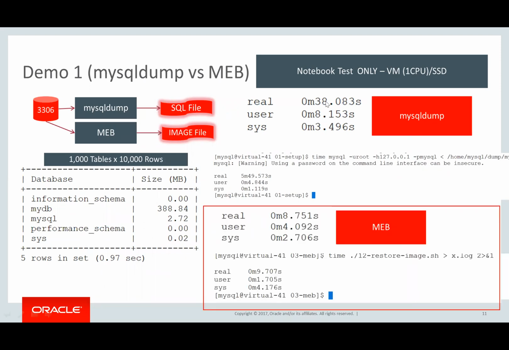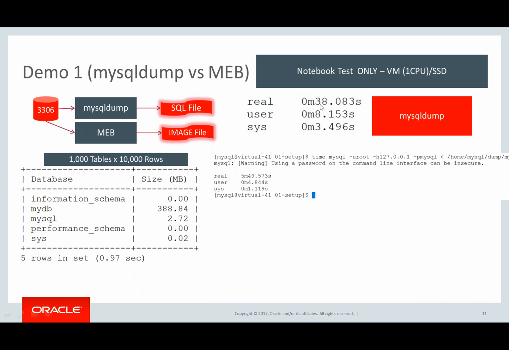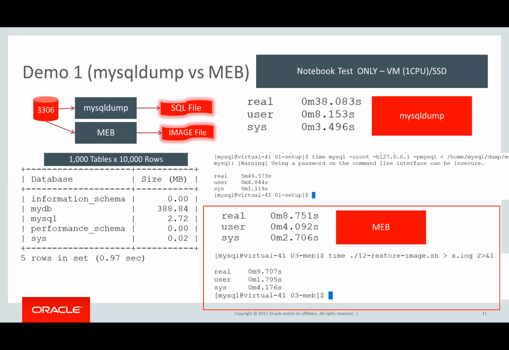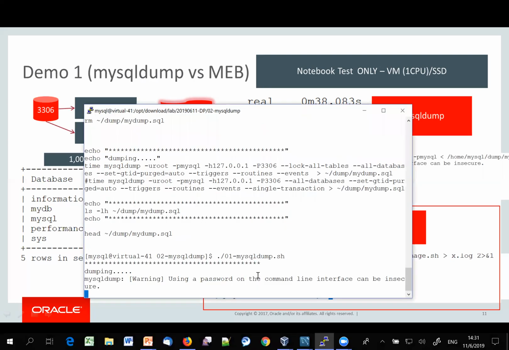And what happens when it is restored? On the next screen, the backup is 38 seconds, but to restore the smaller one, it is 5 minutes. I'm not going to run the restore because it takes too long. This is 6 minutes to restore the database. So what about MEB? This is a lot faster. It takes 8 seconds to backup and also 9 seconds to restore. So this is a much better way of doing things.